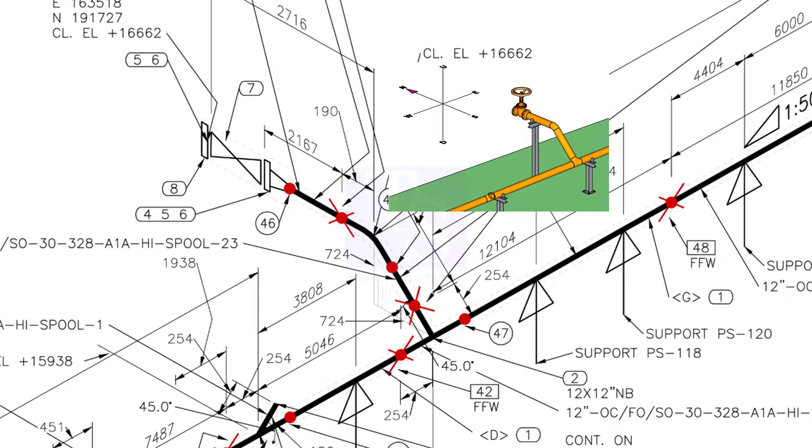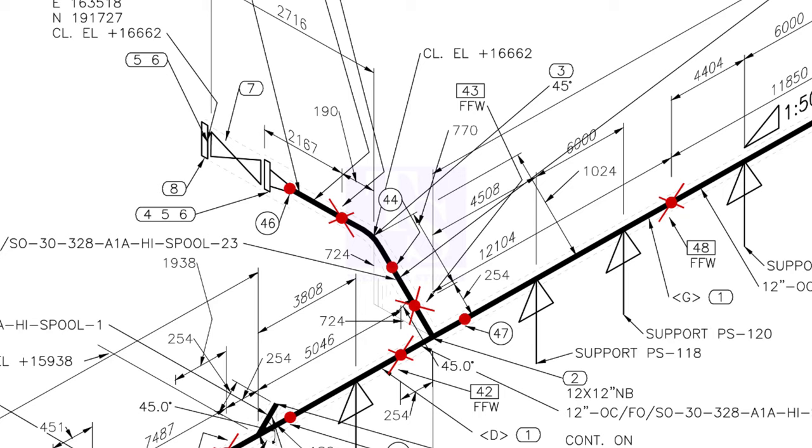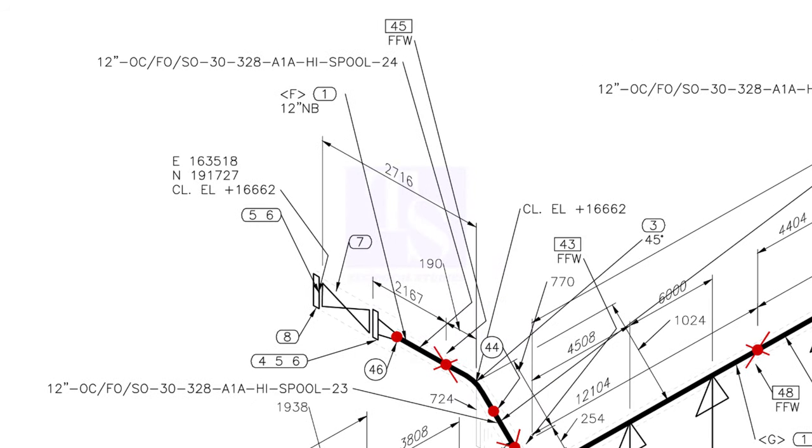This branch turns up and goes to the north direction. Let us check the slope of this spool. The slope symbol is not shown. Let us cross-check the elevations. The center elevation of the spool at the end is 16,662 mm. Center elevation at the other end also is 16,662 mm. What do you understand from this? This part of the piping is not sloped.